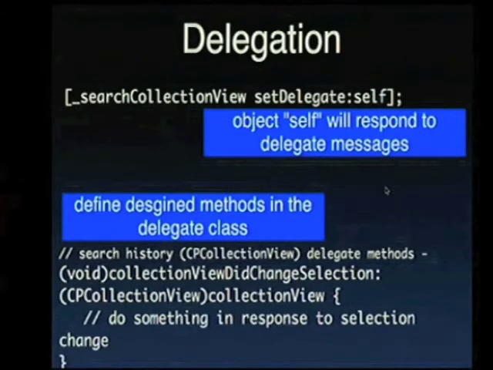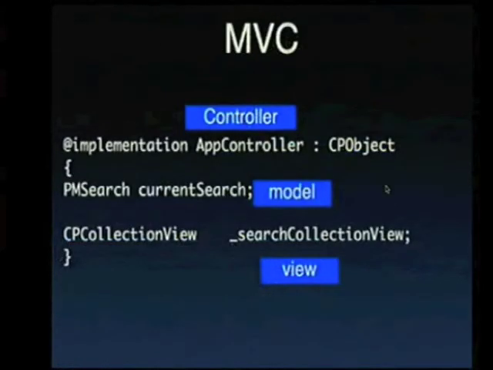What happens is that the search collection view defines a bunch of delegate methods that it will call, or send, to this object self. So collectionViewDidChangeSelection is one of them. And this is just a way of letting you respond to when somebody changes the collection view, like when I was clicking on different things and different rows in the table had another string appear in the bottom. That's what was going on.